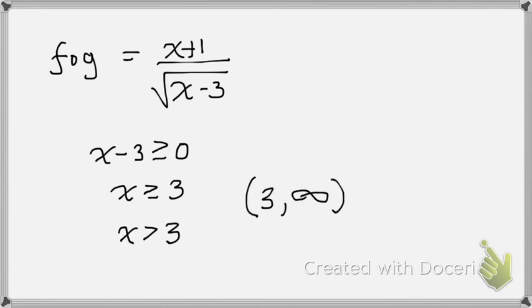infinity. And that's going to be a pretty common problem that people are going to maybe use a bracket here when they should use parentheses, because I don't want to include the 3, because the 3 would make this come out to 0. And that is the domain of a composite function.